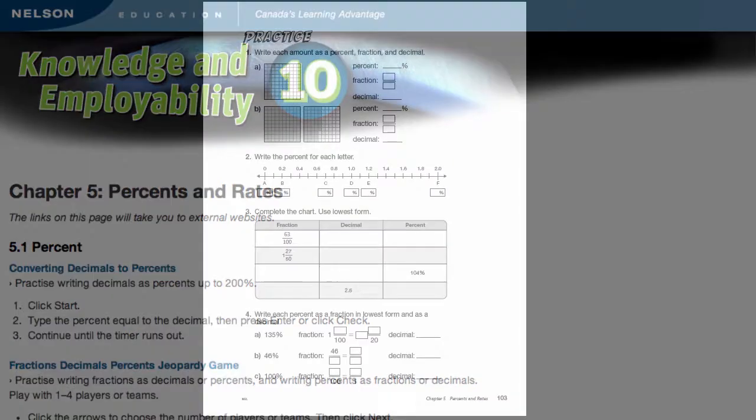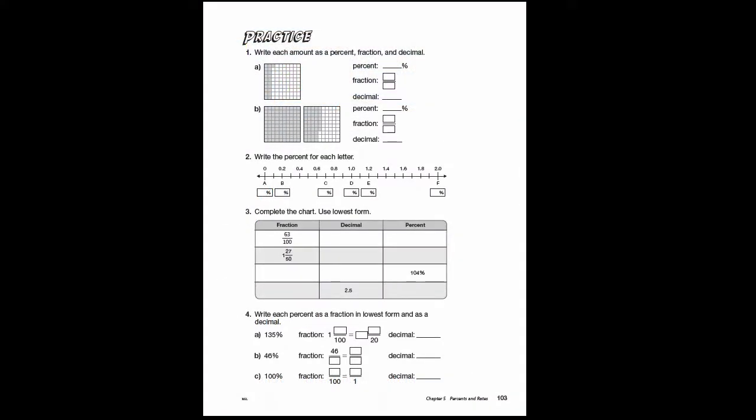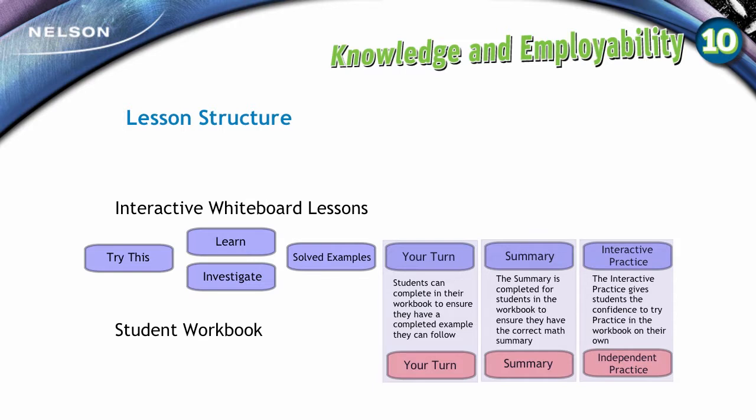their own. The last part of each lesson in the workbook would be the independent practice questions. Ample practice questions are provided to allow students to practice and reinforce their learning. The questions begin scaffolded to help students build their confidence with the new skill or concept. So that's what a typical lesson would look like using knowledge and employability resources.